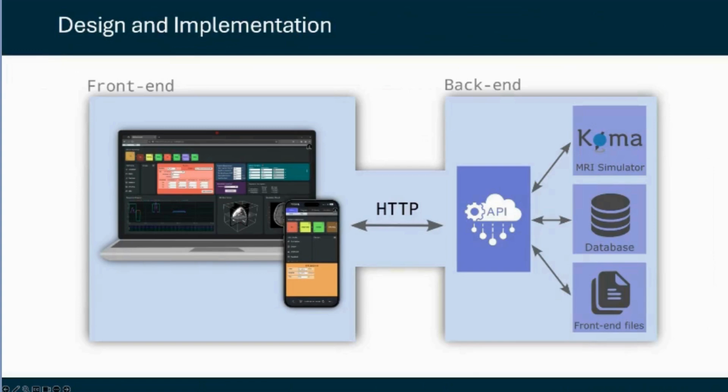And then we have the backend, which runs on a server. Through an API, the front end gets to the backend's resources, like the MRI simulator. This MRI simulator is specifically Koma, KomaMRI. And we have other resources in the backend, such as the database, in which sequences and phantoms can be stored for simulation.